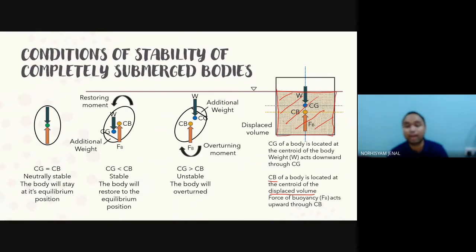That is the reason why the center of buoyancy will be a bit lower from the center of gravity when the body is floating. What happens if the body is fully submerged? If it's fully submerged, the whole centroid will be under the water, so the center of gravity and also the center of buoyancy will be at the same point, which is here. This is the condition when you have the body to be fully submerged.